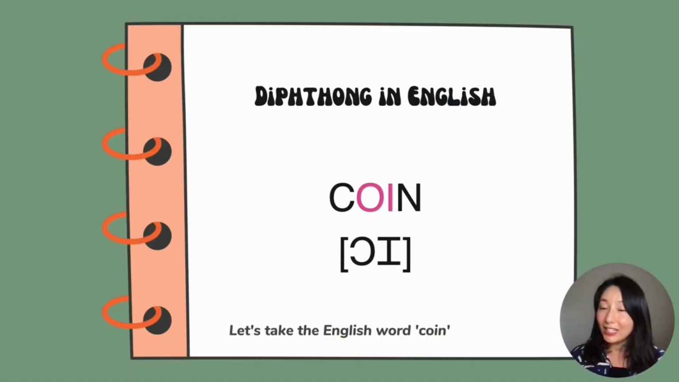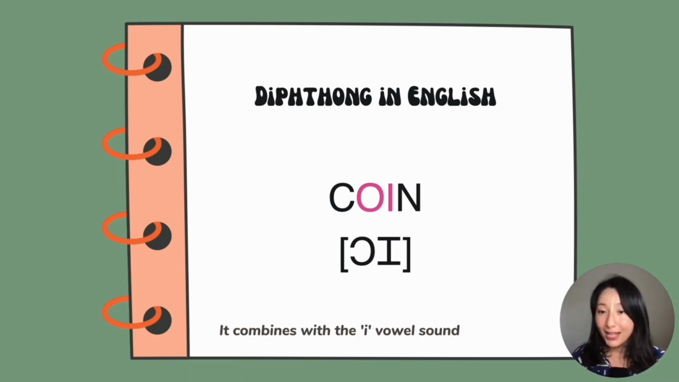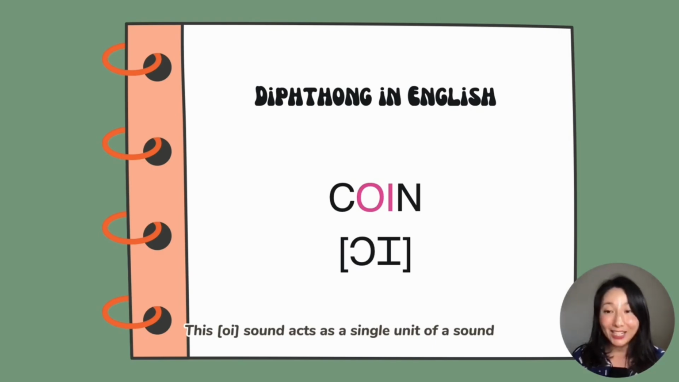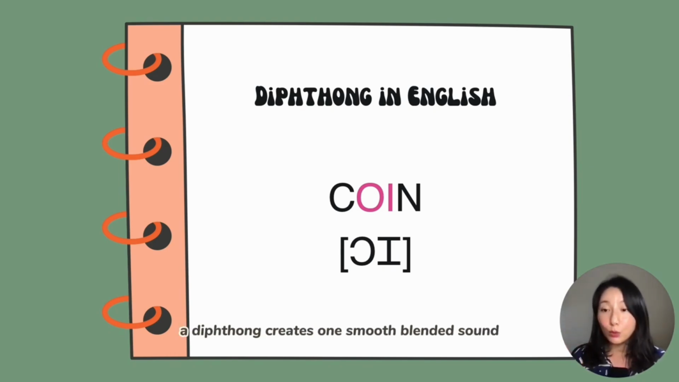Let's take the English word coin. This word contains a diphthong. See, the word coin has a short O vowel sound. It combines with the E vowel sound. Together, these vowels make the sound oi. This oi sound acts as a single unit of sound known as a diphthong. Even though it involves two vowels, a diphthong creates one smooth blended sound, the oi sound.